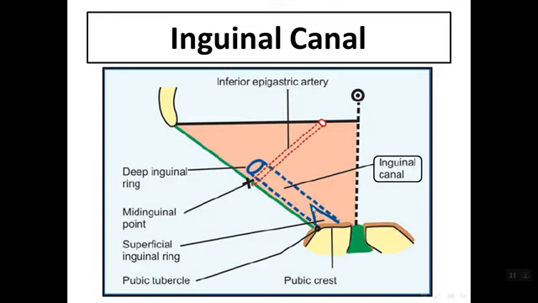This is the superficial inguinal ring, which is a triangular shaped defect in the aponeurosis of the external oblique muscle. It lies immediately above and medial to the pubic tubercle. We can see here that the inferior epigastric artery, which is one of the arteries that supply the anterior abdominal wall, originating from the external iliac artery, lies medial to the deep inguinal ring.